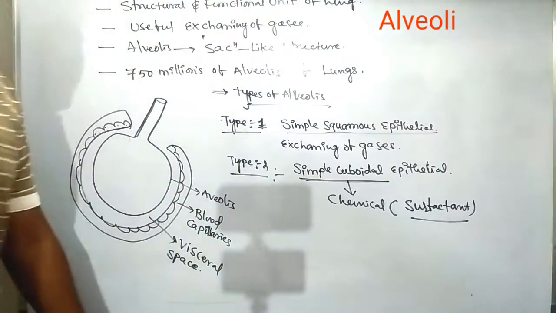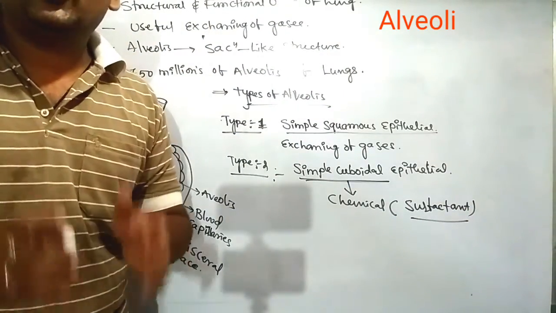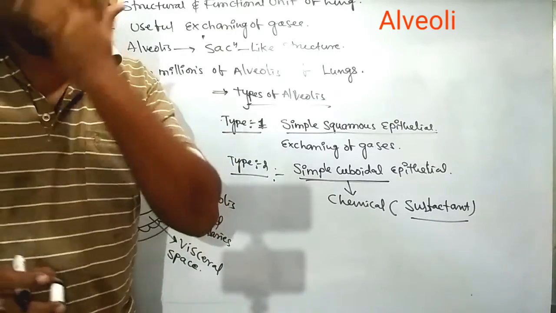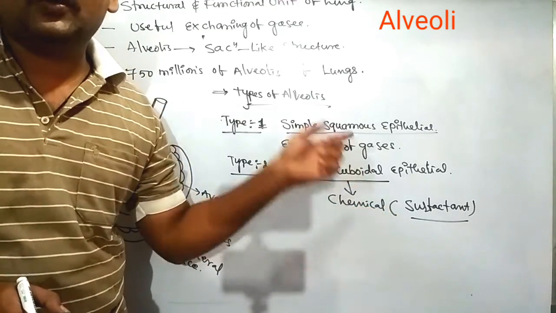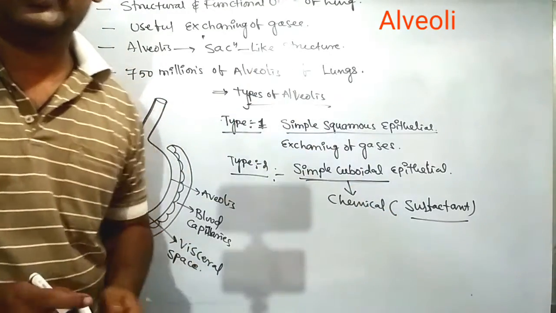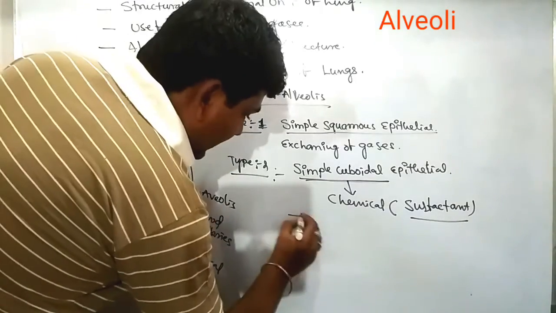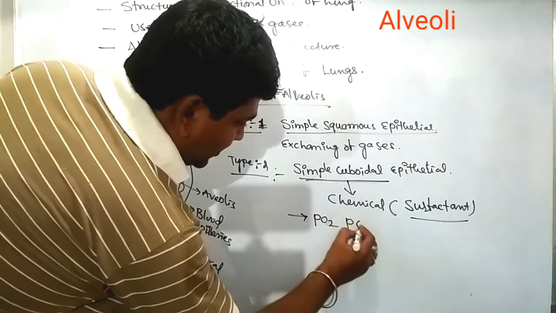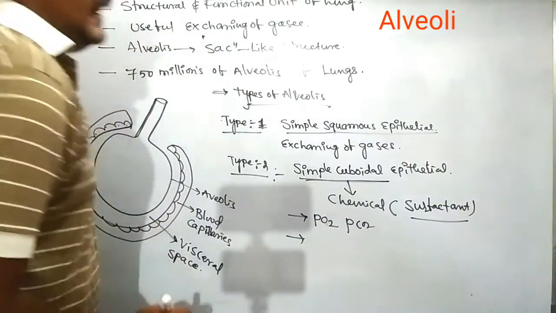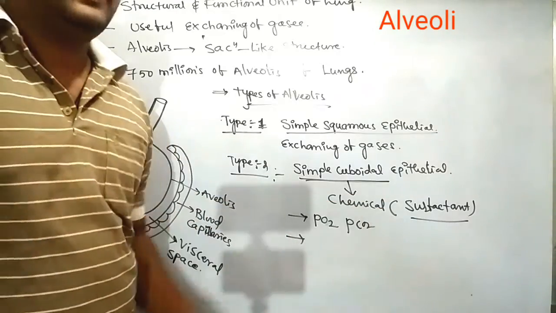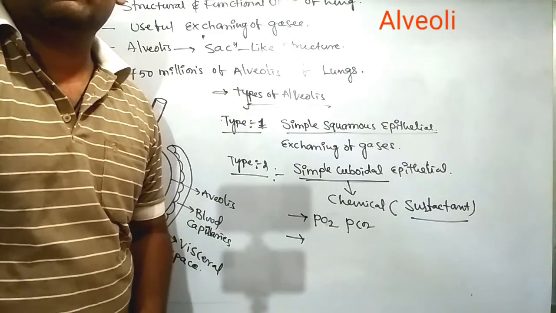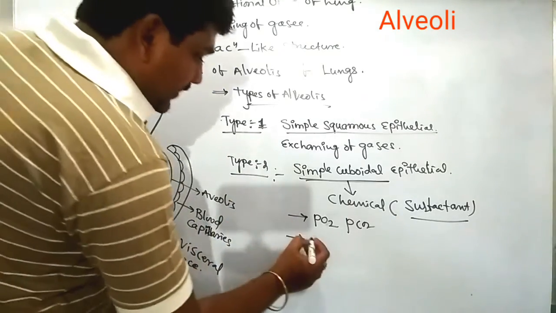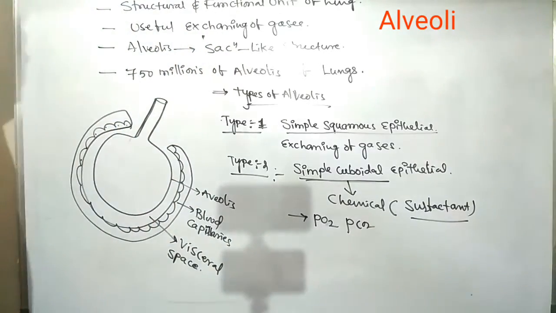The surfactant is useful for controlling the pressure between the blood vessel and the alveolar region. It helps control the pressure of gases, the pressure of oxygen and carbon dioxide. If there is a lack of surfactant factor in the alveolar region, the alveoli will collapse. So these are the two types of alveoli.